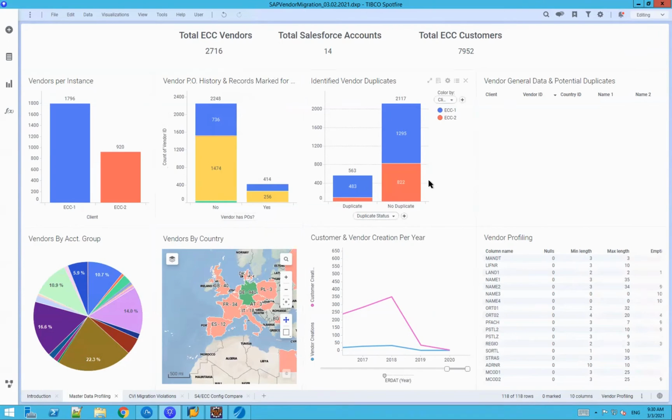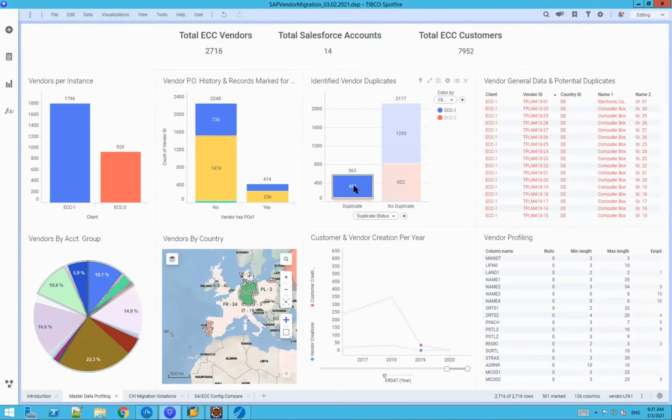The next piece here, we're actually looking at duplicates. So lots of times this is a great opportunity, as I just mentioned, to improve that data quality, deduplicate your data. So you can see here, out of the 2,716 vendors, we've identified 563 duplicates, where 483 of them exist within the first ECC instance, and then 80 of them exist in the second ECC instance. So we've also brought in an engine to identify duplicates within this data. So you see here, I'll select on the first instance.